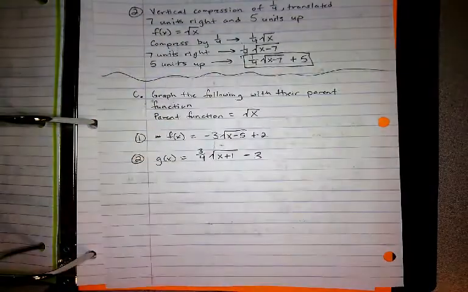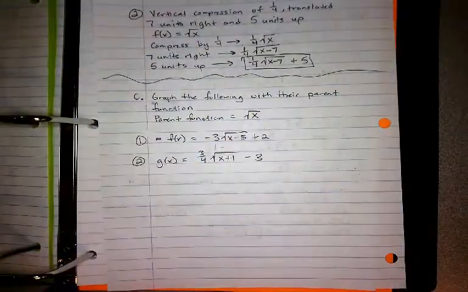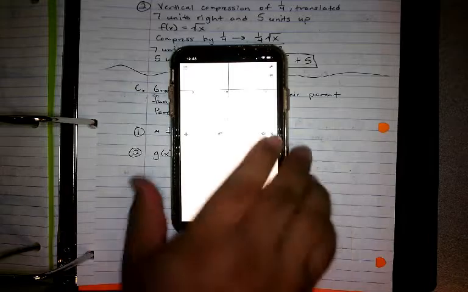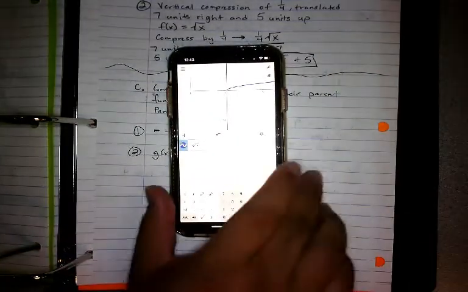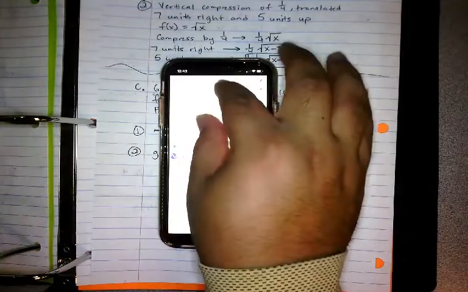Actually, let's go back. I'm going to just go back to the decimals in here. On decimals, if you go on your phone, figure that out. So if I put my parent function in, just the square root of x, you can kind of see the graph here.